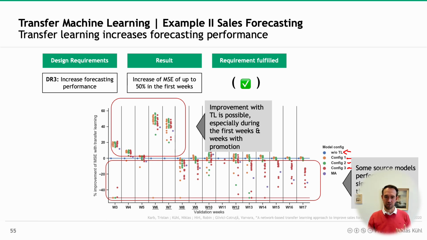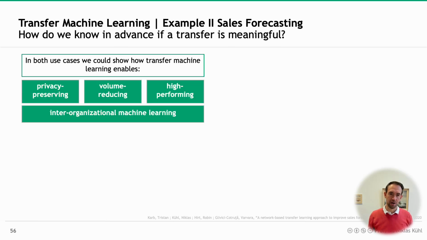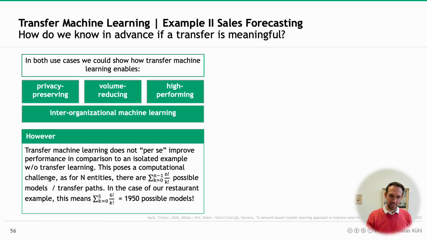And this brings us back to the question that we saw in both of these cases now. When is transfer learning beneficial? Or more precisely, how can we know in advance if a transfer is meaningful? So in both use cases, we could show how transfer learning enables privacy preserving, volume reducing, high performing, interorganizational, learning across entities, machine learning. However, what we can also see is that transfer machine learning does not per se improve performance in comparison to the isolated example without transfer learning.